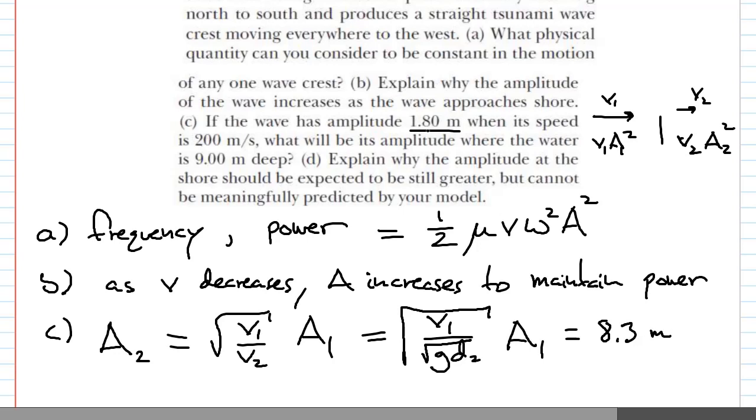You start with a 2-meter wave and it grows up to 8 meters, like basically multiplies by 4 as you approach the shore. That's how the tsunami forms.